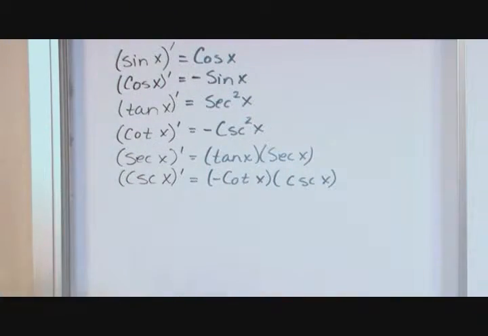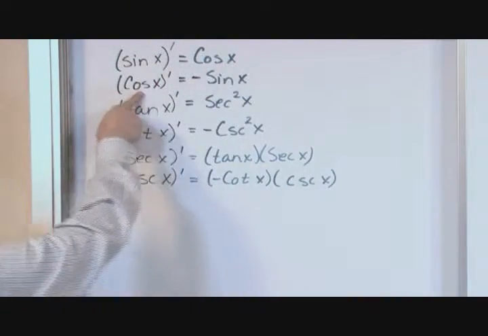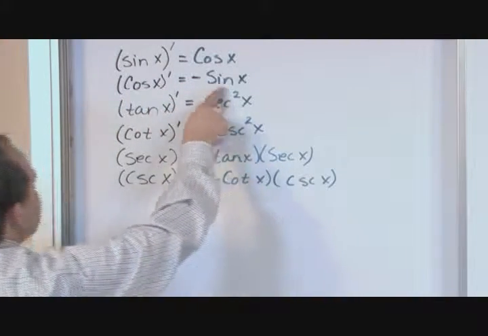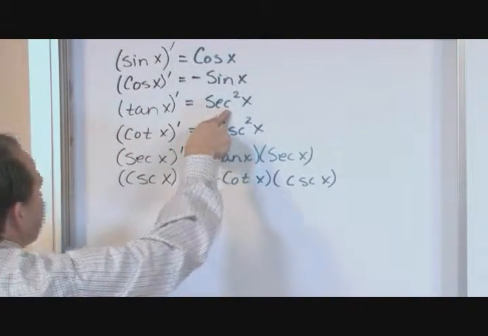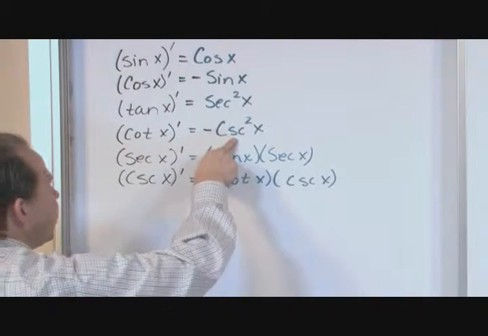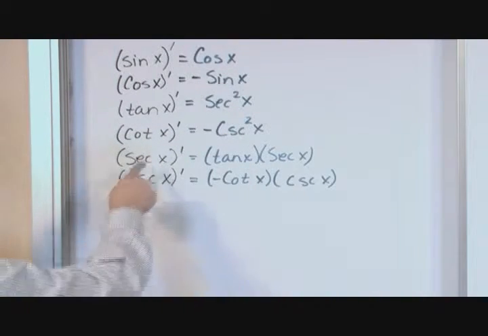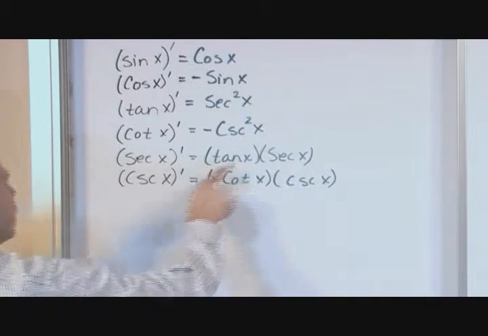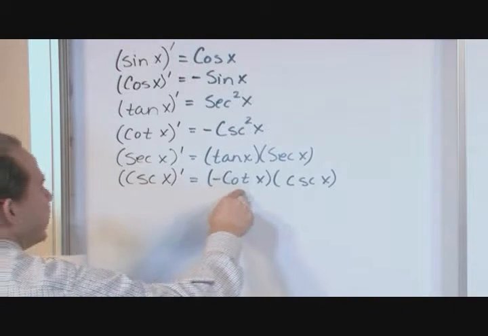All right, so the derivative of sine is cosine. Derivative of cosine is negative sine. Derivative of tangent is secant squared. Derivative of cotangent is negative cosecant squared. Derivative of secant is tangent times secant. Derivative of cosecant is negative cotangent times cosecant.